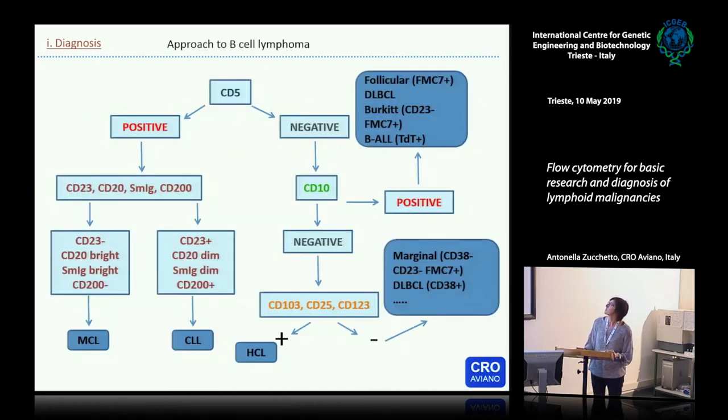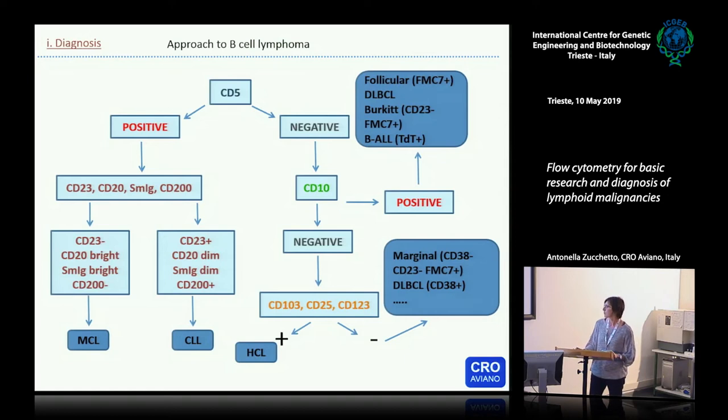So this is the approach, for example, for B-cell lymphoma. You first use this marker, CD5, because if it's positive, then you can use another set of markers that, according to their level of expression, address you to chronic lymphocytic leukemia or mantle cell lymphoma. And in case CD5 is negative, you can perform CD10 staining. And here you have all the flow chart to be able to understand which malignancies you are talking about.